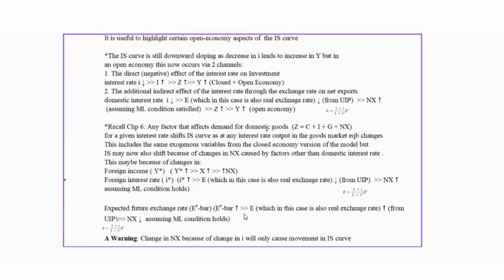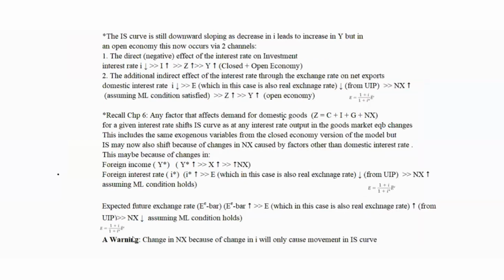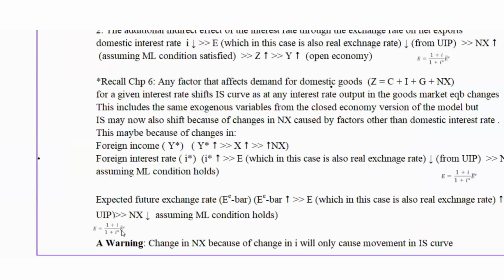Then you can also have the expected future exchange rate, because, from UIP, we know when the expected future exchange rate changes, that's going to change your exchange rate. As a result of this, net exports will change, assuming the Marshall-Lerner condition is satisfied.